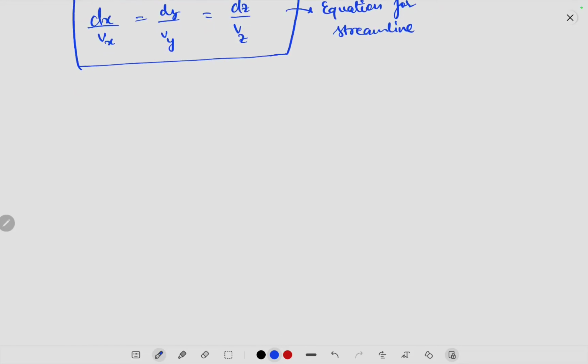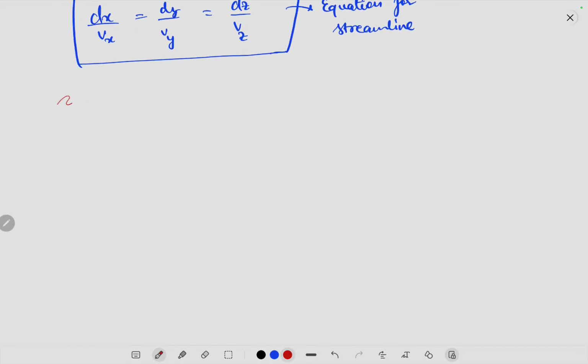Okay, so let's understand this with one example. Let's say a question is given to you. It is given that the v vector in your space is kx i hat minus ky j hat plus 0 k hat, and this k is a constant. Now the question is, draw the streamlines.